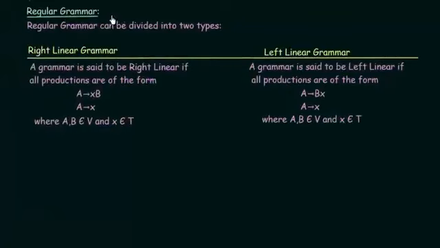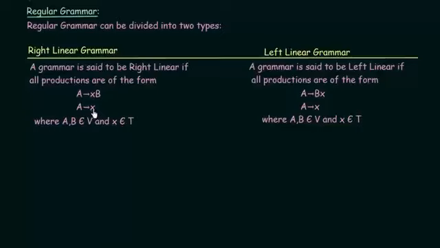Now let's come to regular grammar. Regular grammar can be divided into two types. The first one is a right linear grammar and the other one is a left linear grammar. Let us see the meaning of right linear grammar and left linear grammar, and try to find out the difference between them. A grammar is said to be right linear if all productions are of the form A gives xB and A gives x, where A and B belong to V, the set of non-terminal symbols, and x belongs to T, the set of terminal symbols.